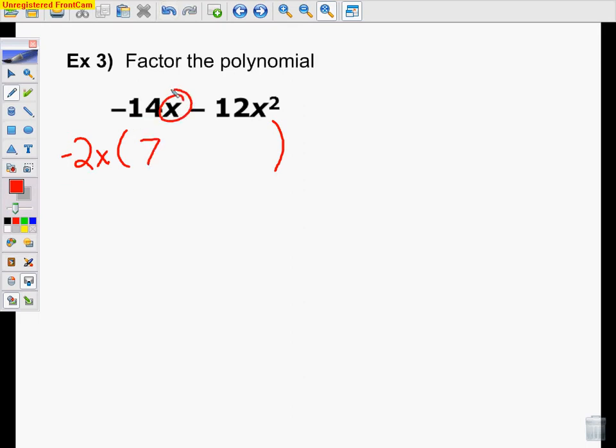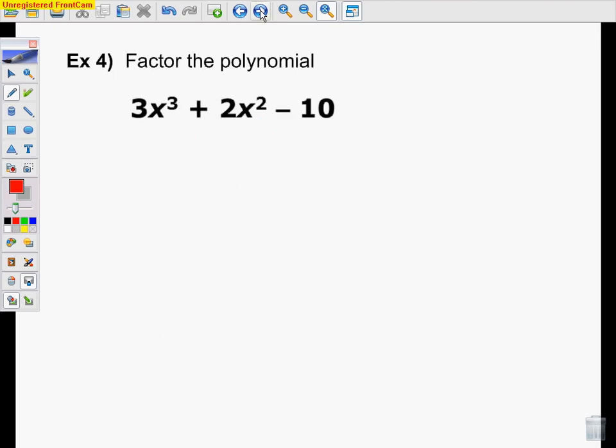We had 1x and we took it out, so we're not going to put an x there. And then negative 12 divided by negative 2 is positive 6. We had 2 x's, we took out 1 of them, so that leaves us with 1 left in there. And this is our answer. Alright, good. Let's try this next one.